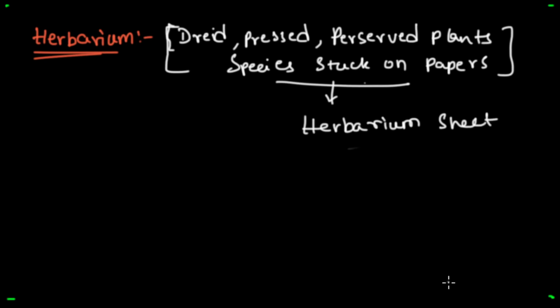Say, for suppose again, you have a plant. This is the plant which I am having in my hand. This is some plant which I am having in my hand. I don't know the name.